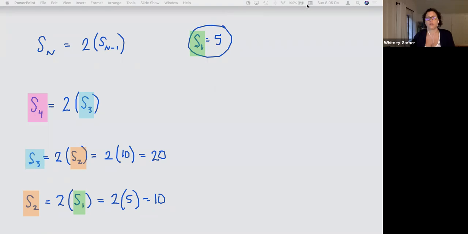You could go the other way around too. If they gave you s of 4, you could go forward. You could go in any direction you wanted. And so in this case, s sub 3 is 20. So 2 times 20. The answer to my question here would be 40.